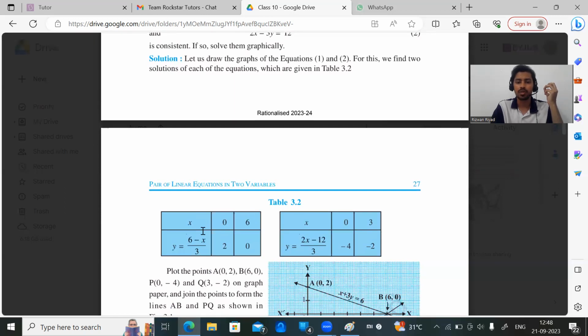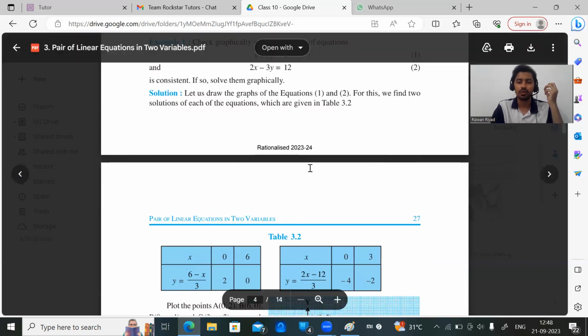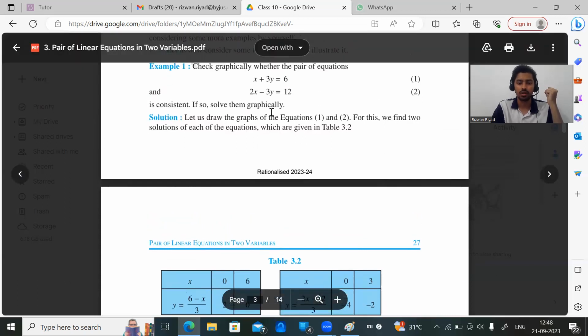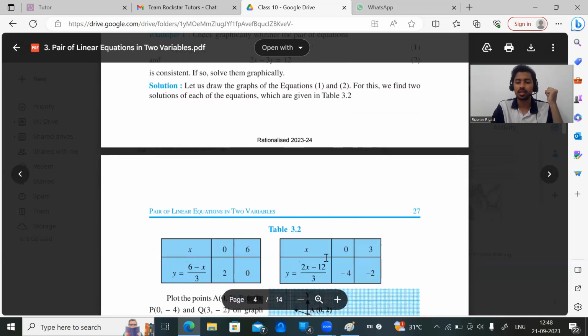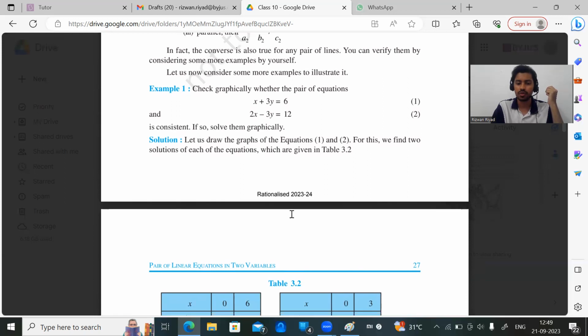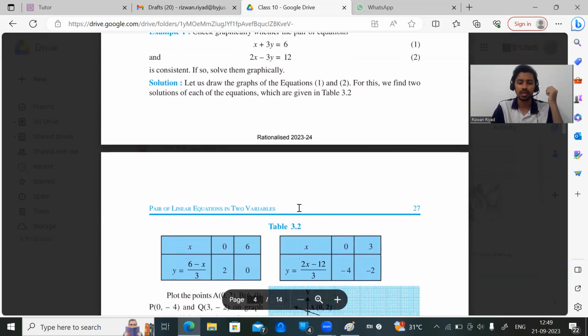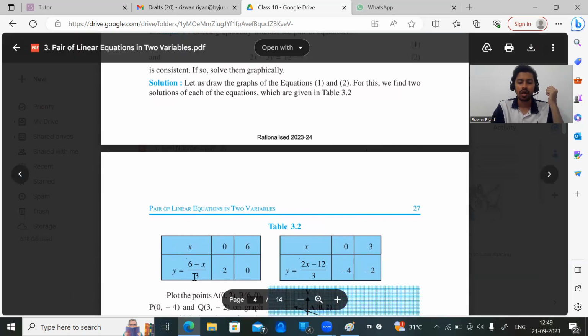The first table is representing the first equation, x plus 3y equal to 6. And the second table is representing the second equation, 2x minus 3y equal to 12. You can see x here and y equal to 6 minus x whole divided by 3.